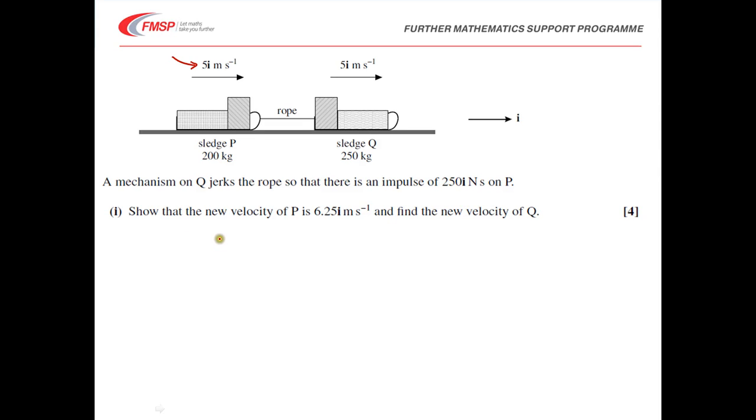So we need to consider P only in this initial situation. Because we're given an impulse, we don't want to look at the system as a whole, at least initially, because that would remove the impulse, because there'll be an equal and opposite impulse acting on Q, which would cancel out the one acting on P. So first of all, we want to look at impulse equals change in momentum, but we're going to look at P only.